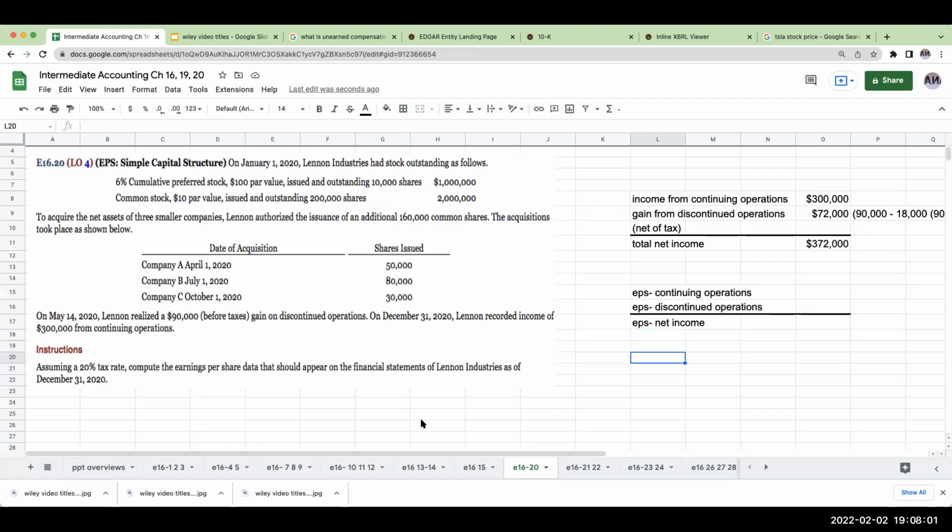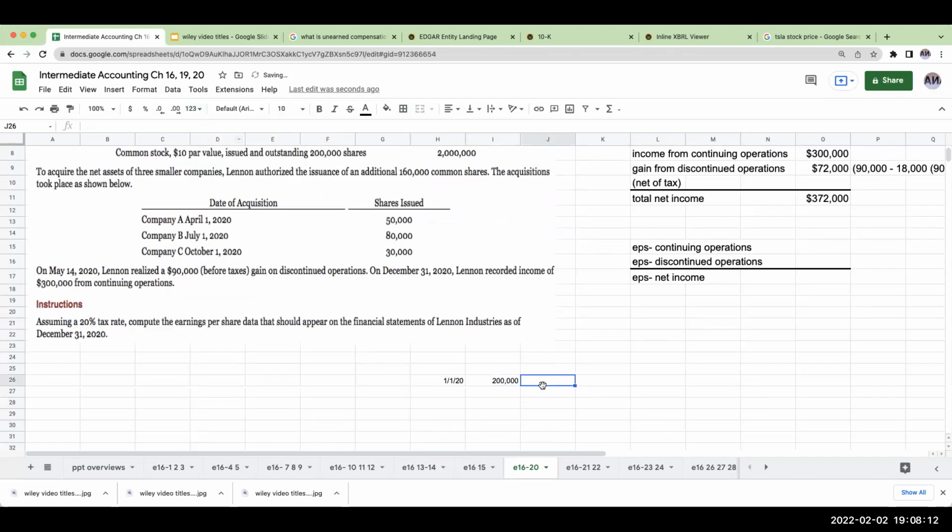So on 1/1/20, there were 200,000 shares outstanding of common stock. These shares were outstanding for the full year, so we're going to do this by 12/12. The book solution does this differently, and I'll show you why I like doing it this way.